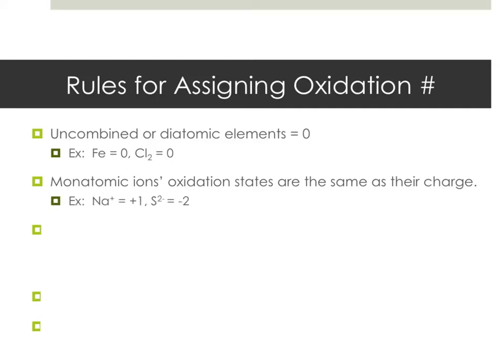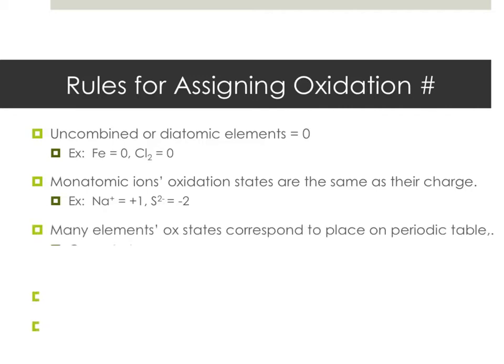Likewise, monatomic ions that aren't in a compound have an oxidation state that is the same as their charge. Na+ has an oxidation state of positive 1. S2- has an oxidation state of negative 2. From here, there are a couple things that need to be memorized. Many elements' oxidation states just correspond to their place on the periodic table. For example, you should memorize that group 1 elements have an oxidation state of +1, and group 2 elements have an oxidation state of +2. You probably already have this memorized from previous information.